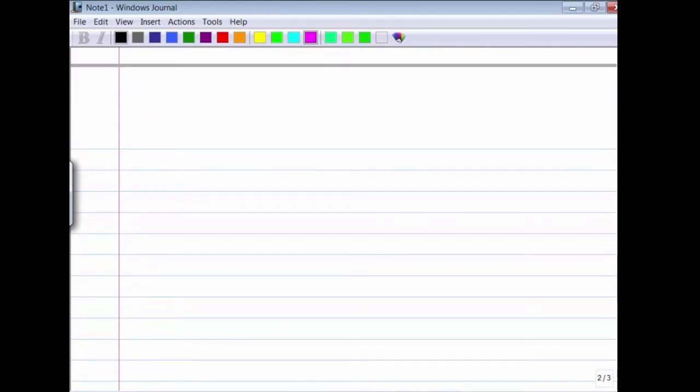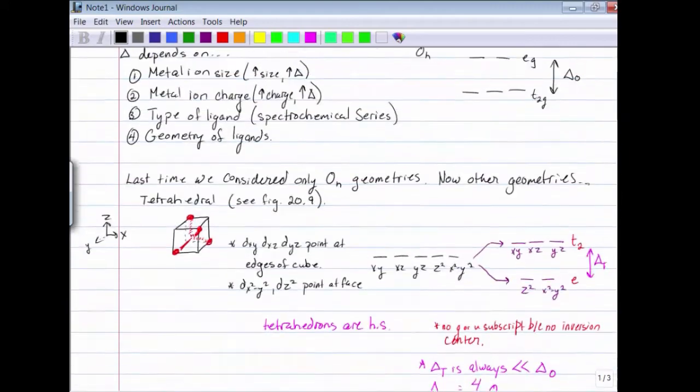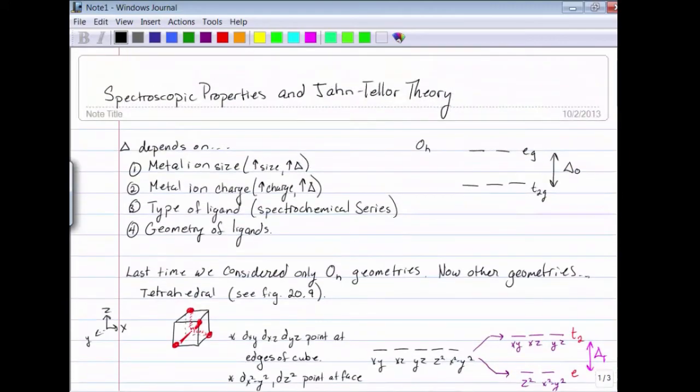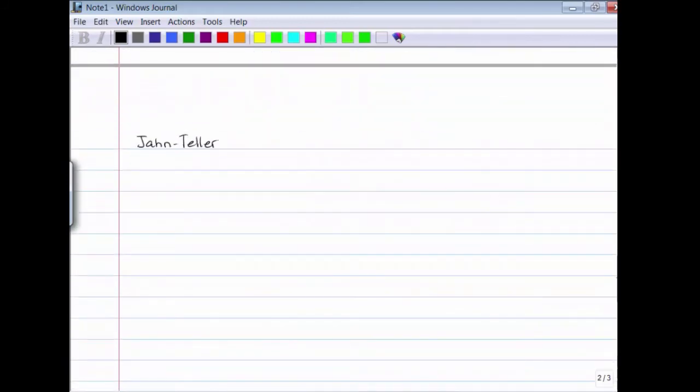What about for d8? d8 distorts, but it's not because of Jahn-Teller. And I think I spelled Jahn-Teller wrong in the first. Yeah, I totally did. It's Teller. Okay, so Jahn-Teller theorem.